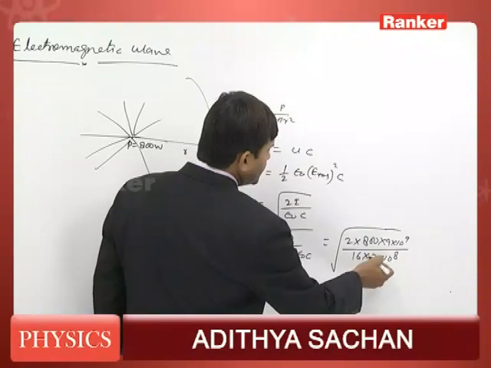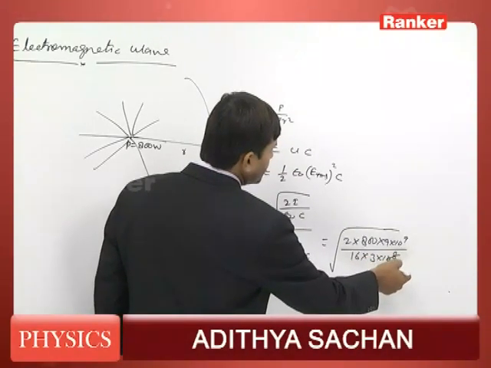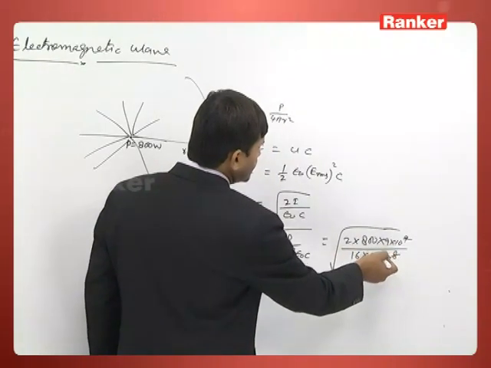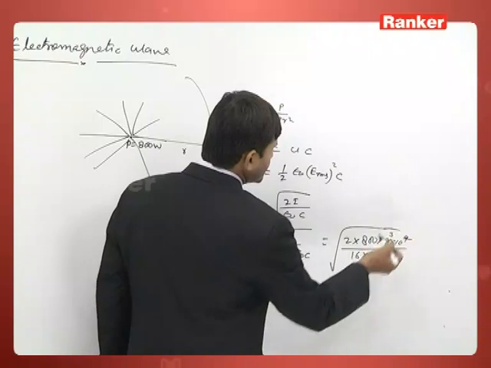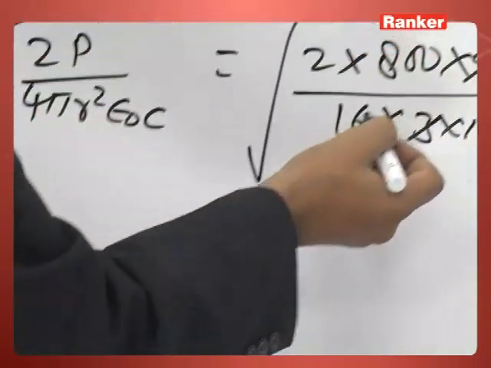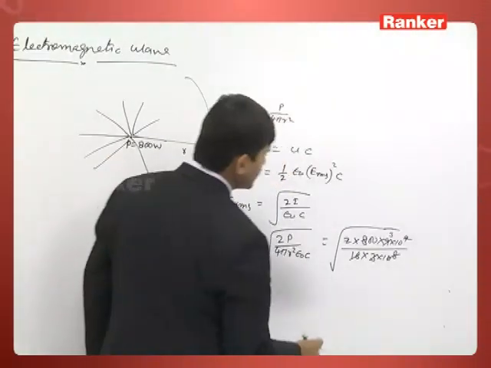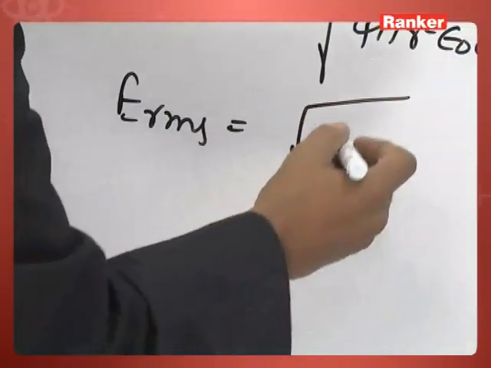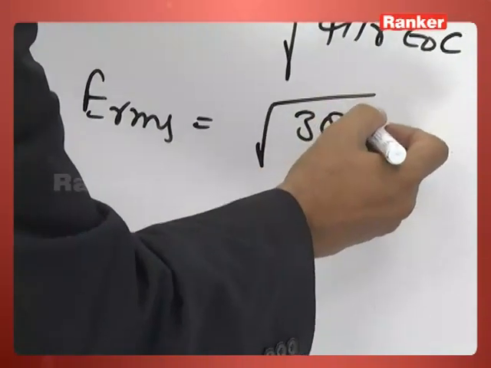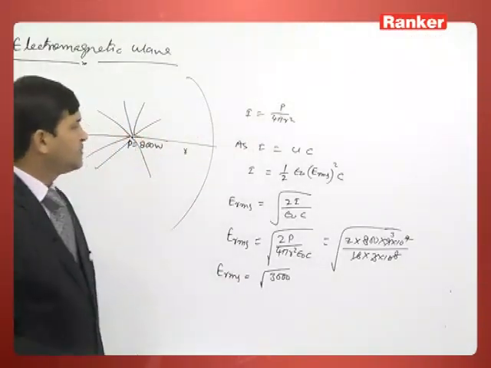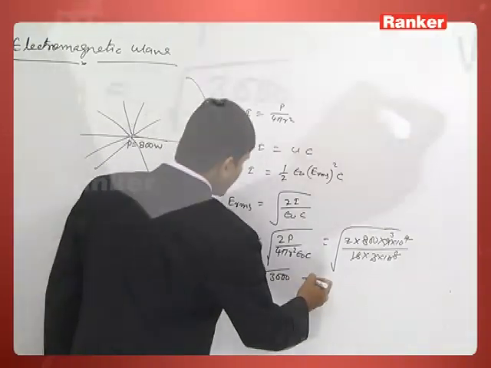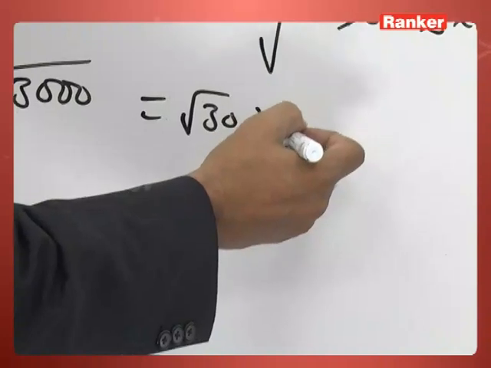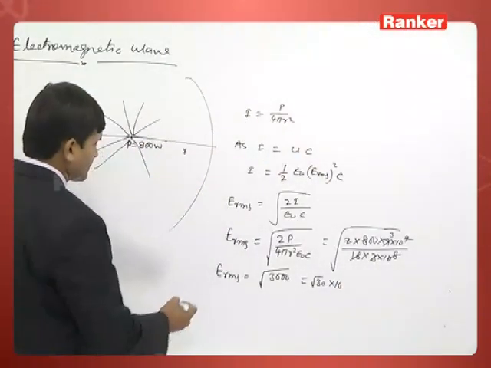So 10 power 8 and 10 power 8 cancel. This is 9, 3 into 3. So this will be 16 into 8 into 2, 16. So this is 3000, so that is coming here, 3000. 3000 means that we can say around root 30 into 10, 10 root 30.